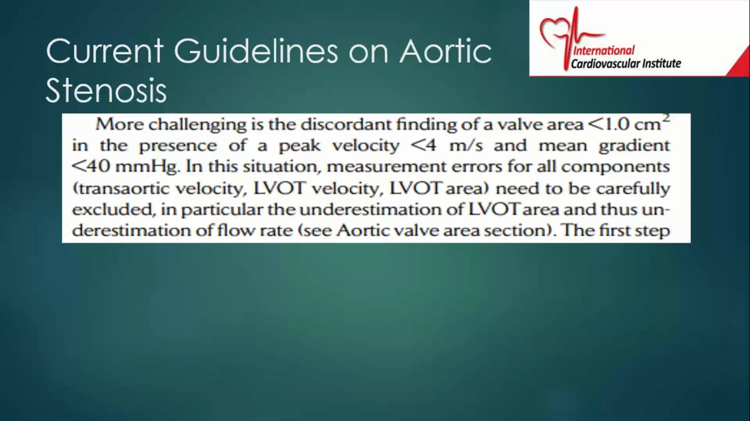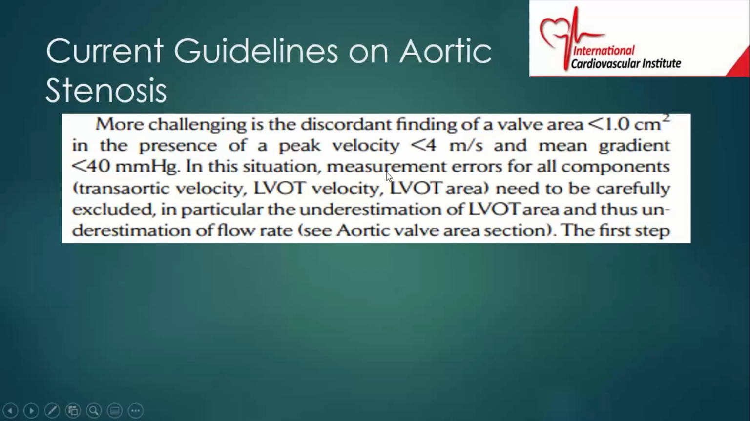However, the most challenging, the most vexing problem is when you do your continuity equation and the number comes out showing that the patient has severe aortic stenosis, the valve area less than 1 centimeter squared, but the velocity is not more than 4 meters per second. The mean gradient is less than 40 millimeters of mercury. We see a lot of these situations, and you have to analyze what's going on here. You can't just write the numbers down and walk away.